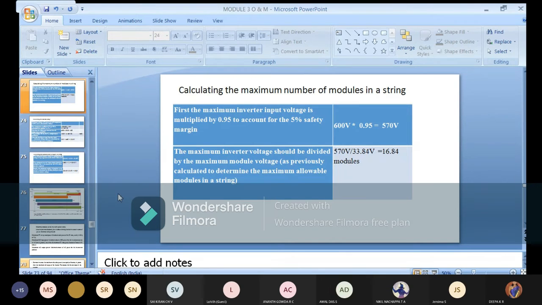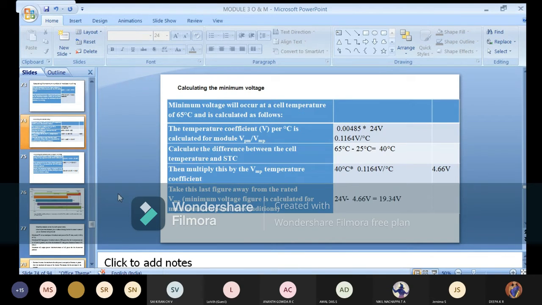Copy down this. Next, calculating the minimum voltage. Minimum voltage means here we are considering the maximum difference. I think a small variation has been given here. I hope you understand; this is visible to you all. Here the minimum voltage will occur at a cell temperature of 65 degrees and is calculated as follows.